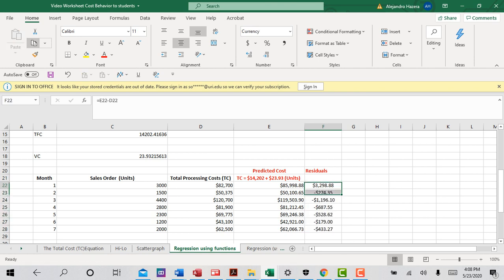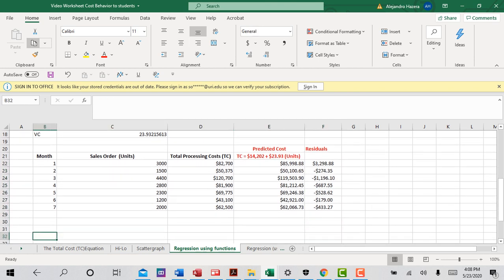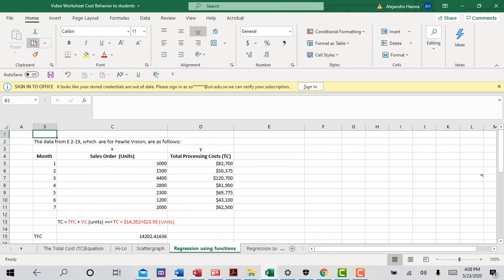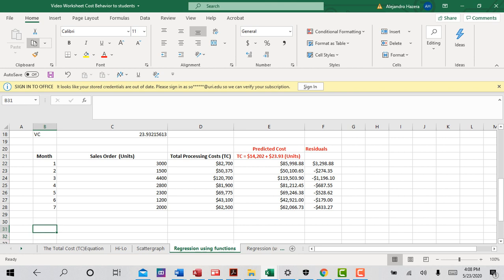We go down here, and on a percentage basis, this is your largest residual. The other ones are fairly immaterial. So this looks like a good line. This looks like this line should be a good fit here. Okay, and I'm going to compute one more thing here.